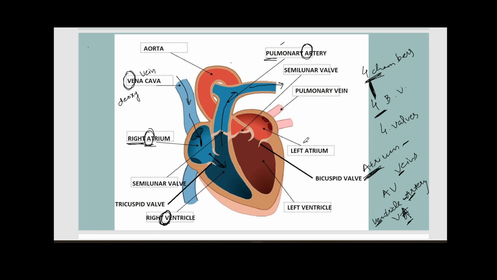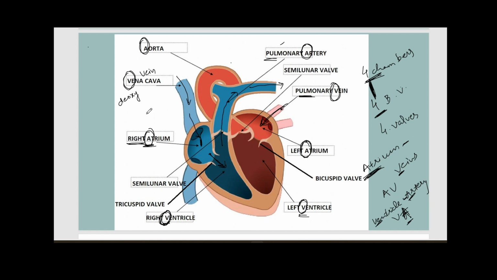Third chamber, which is the left atrium. Now, atrium, so it has to connect to a vein. So that's the pulmonary vein, because this will receive oxygenated blood from the lungs. So that is why pulmonary. Now the last chamber, which is the left ventricle. Now this is V, so it has to connect to an A, which is the aorta, that is the major artery.